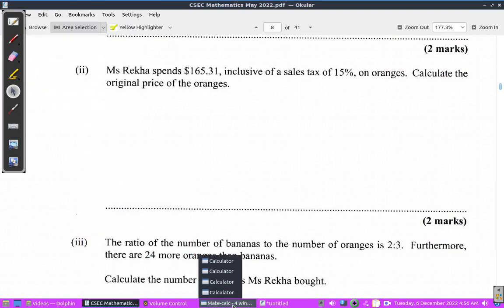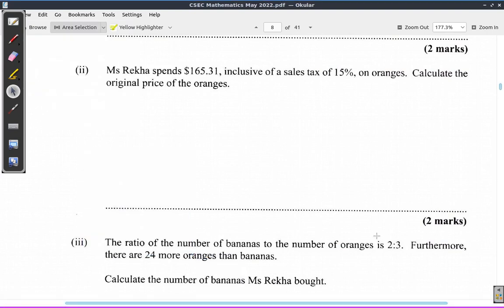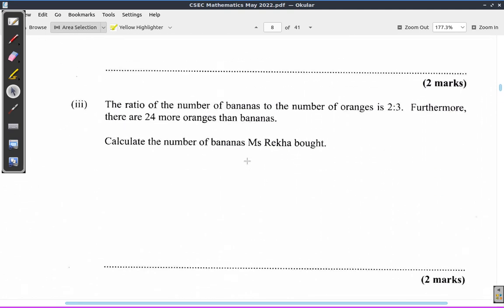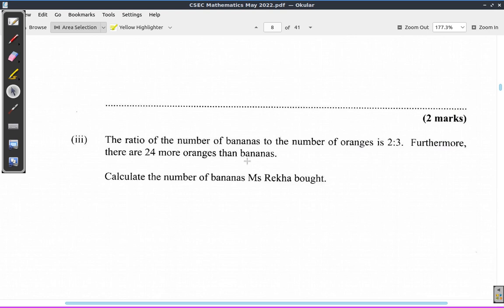Let's look at part 3 of the question. And this would finish up question 1, you know. Alright, what does it say? The ratio of the number of bananas to the number of oranges is 2 to 3. Furthermore, there are 24 more oranges than bananas. Calculate the number of bananas, Miss Rebecca. But, alright.